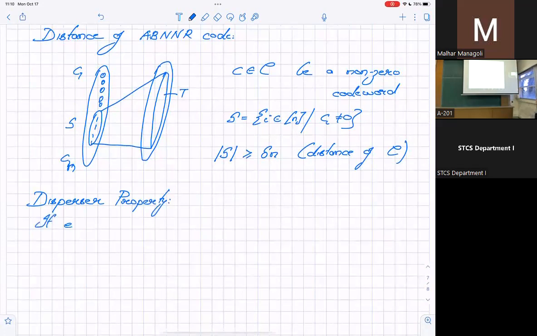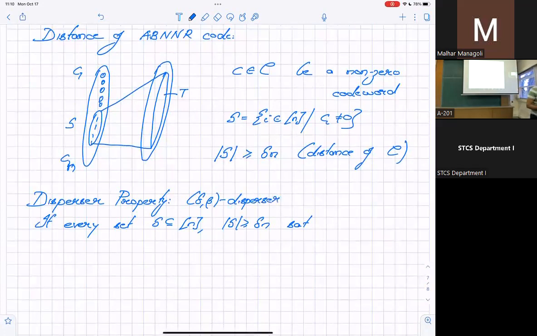If every set S subset of n, so that |S| is greater than or equal to delta n, satisfies... So this is what I'll call delta-beta dispersive. Dispersive will be for every set this one. The usual dispersive, but the dispersive that I want here satisfies |gamma(S)| is greater than or equal to beta n.